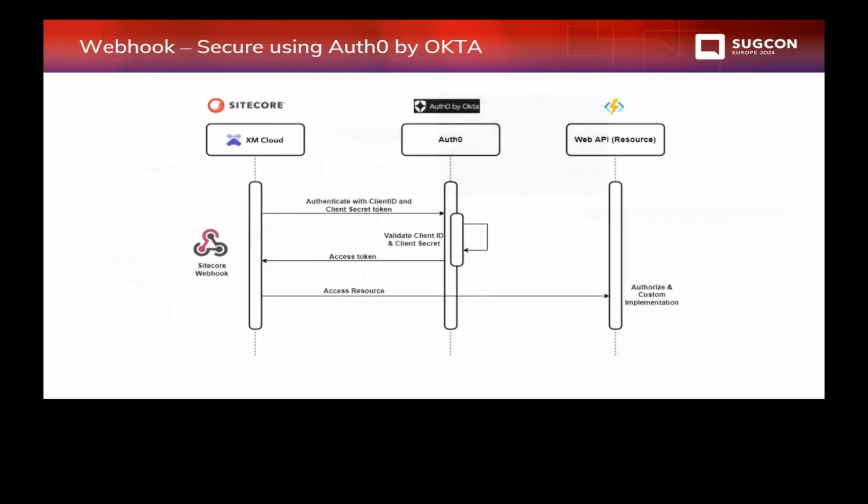So when it gets the access token, the webhook can then call a web API. It can be a third-party tool, or it can be a customized implementation. So basically the API in this case should authorize and execute any custom implementation if available.